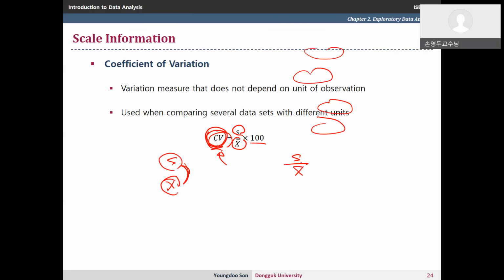It is just the ratio of the standard deviation to its mean. If we multiply it by 100, then it gives a different value. So, how many percent is the standard deviation compared to the mean?